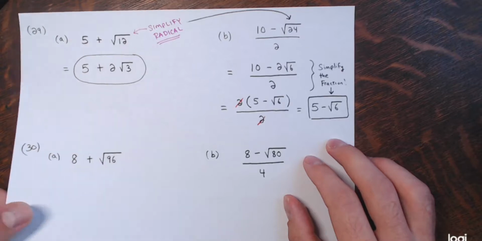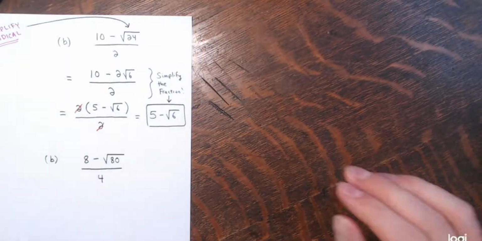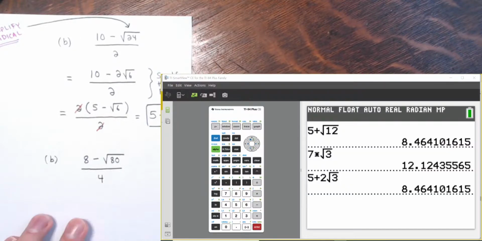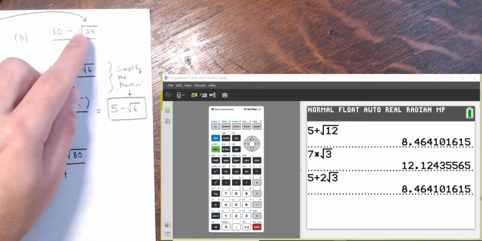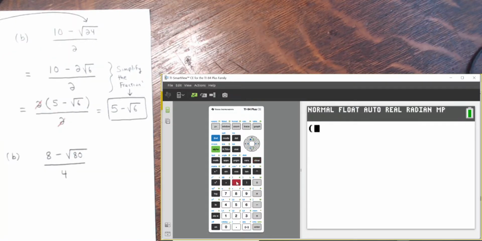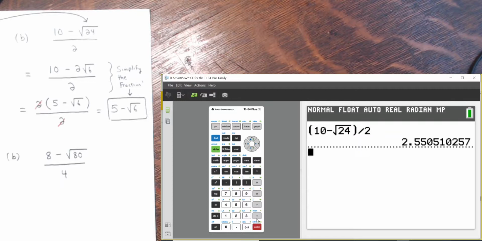All right, once again, let me just double check that. Pull up my calculator. The original expression's numerator has 2 terms, so I'm going to put that in parentheses. In parentheses, I've got the numerator 10 minus the square root of 24, and then close the parentheses. There's the numerator divided by 2. We're getting a value of 2.55051, right?